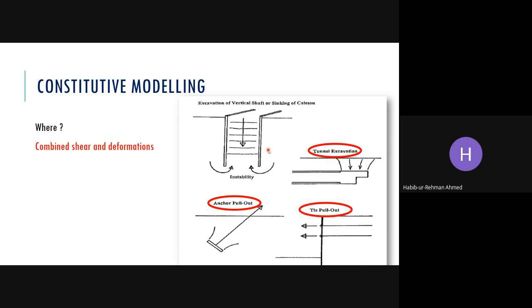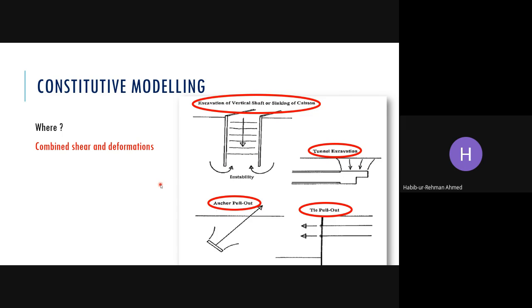And you can see another example. There are a lot of other examples; I'm just giving you some of these. Like excavation of a vertical shaft or sinking of caissons. It's very important whether there will be an instability like this one, and how much will be the movement of the sides of the hole, because that's very important to determine the real capacity of the pile foundations.